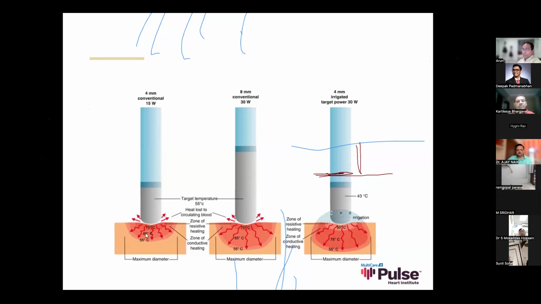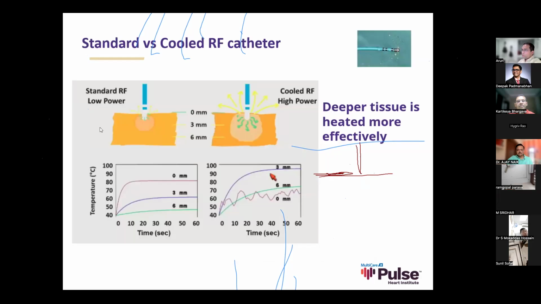And by going deeper, you start creating a much deeper lesion, and the lesion shape also starts changing. Initially it is more disc shaped, like when you use a non-irrigated catheter, but with an irrigated catheter, you deliver more wattage into the deeper tissues, and that leads to more of a teardrop shape. So this is how you protect the surface while you are heating the deeper tissue. Deeper tissue is heated more effectively with an irrigated RF catheter. The depth to which you can create a lesion becomes much higher with an irrigated ablation catheter compared to a non-irrigated one.